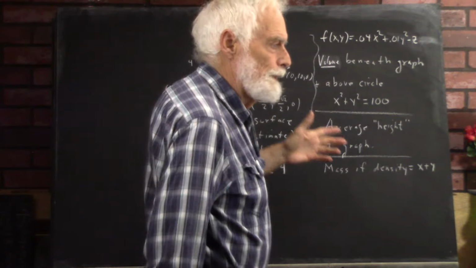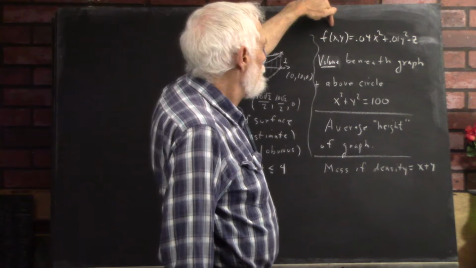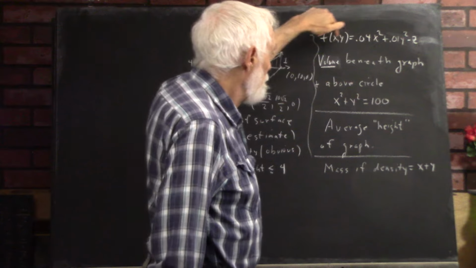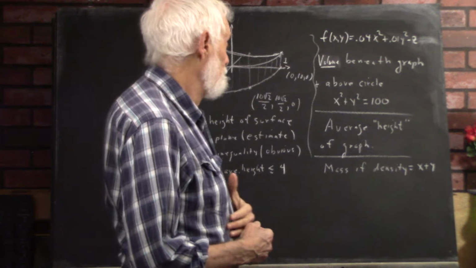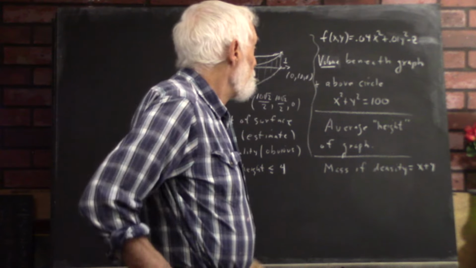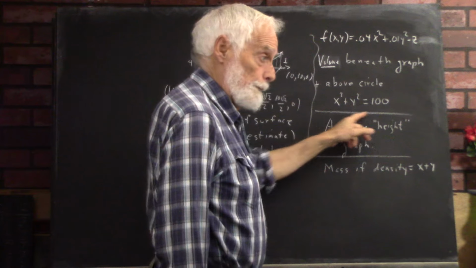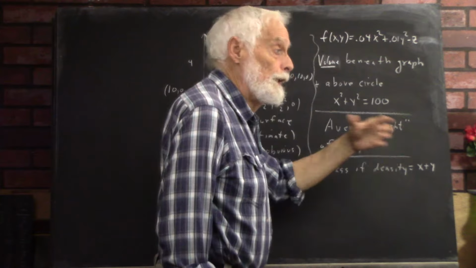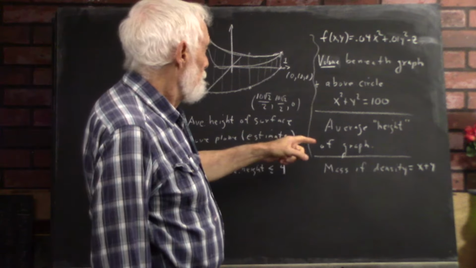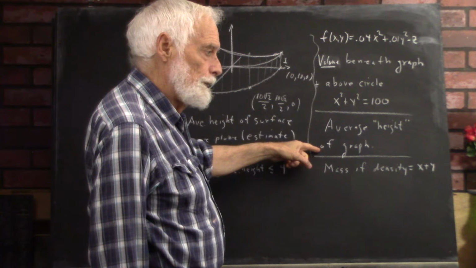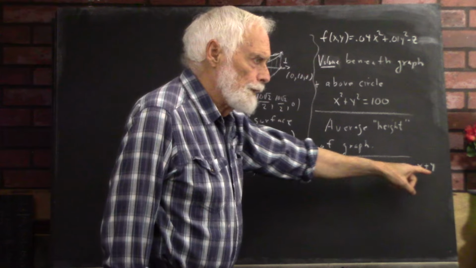Okay, we've got a fourth answer. We've got the surface f(x, y) = 0.04x² + 0.01y² − z = 0. We want the volume beneath the graph and above the circle of radius 10, x² + y² = 100, centered at the origin. Then we want to figure out the average height of the graph, and then the mass of the graph if the density is x + y.